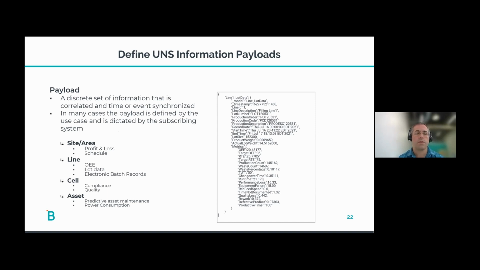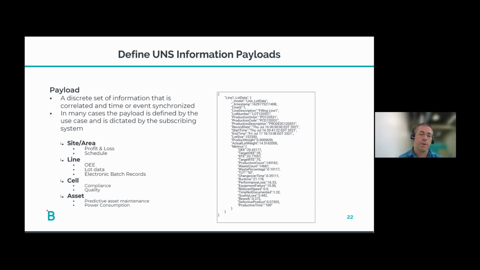A payload is a discrete set of information that's correlated in time or event synchronized. So in general, we collect all this data and put it into the MQTT broker all at one point in time. This could be a single value, or it could be a long, extensive set of values. It's really up to what you're trying to solve for, what the use case is and the systems that are consuming the data. So in many cases, the payload is dictated by the use case and by the system that's consuming it. So it's important to consider them when you're defining your different payloads.